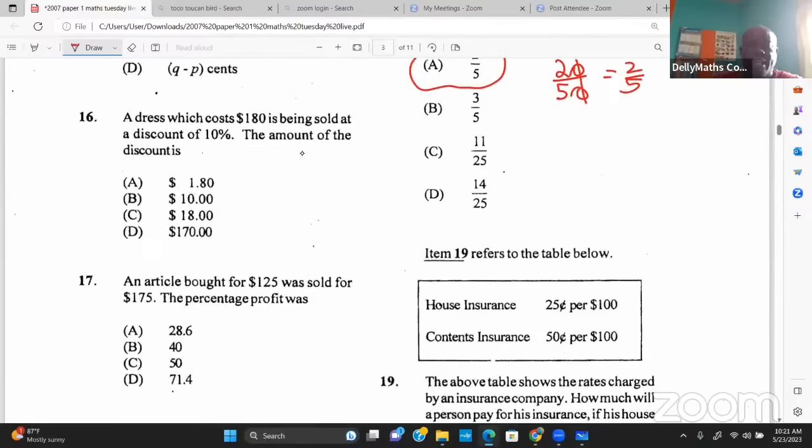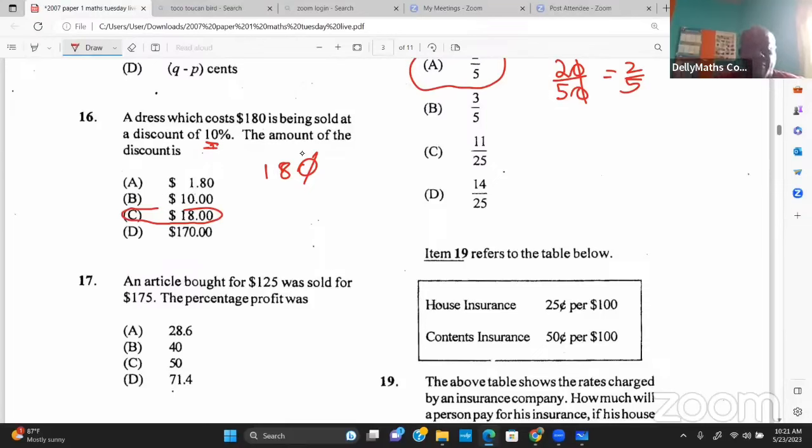16. A dress cost $180, right? It's being sold at a discount of 10%. The amount of the discount is what, right? All right, remember now, 10% is always to just take off a 0. So 10% is to take off a 0. Since they want the amount for the discount, it's just $18, right? The amount of the discount. How much would have come off? Drop off a 0 at the back and you'll get your 10% immediately.